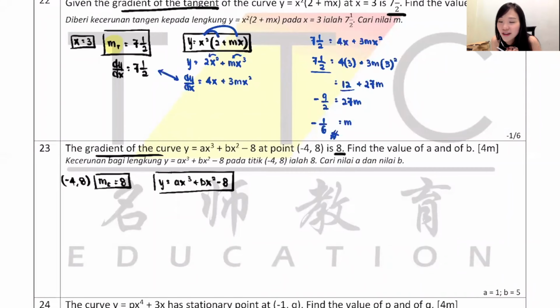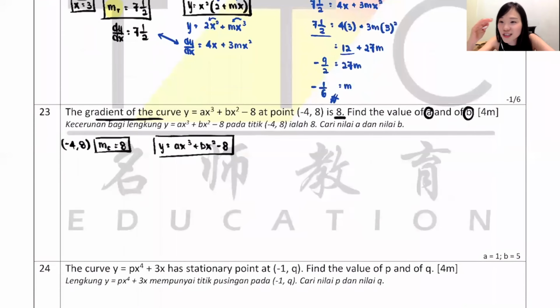Okay, everything I already wrote down. Now they say find the value of A, find the value of B. So my question is almost the same, just slightly added a bit of stuff. So I think all of you will definitely get it.